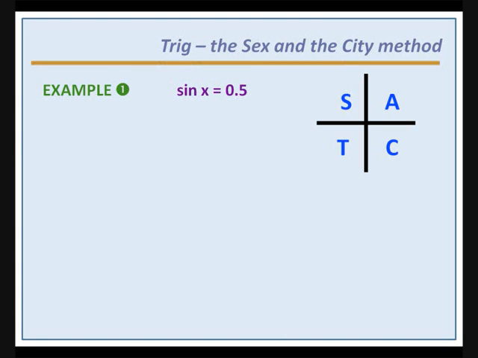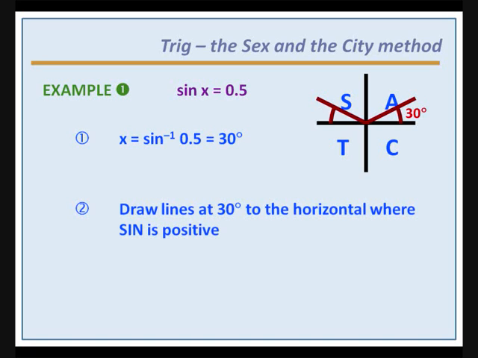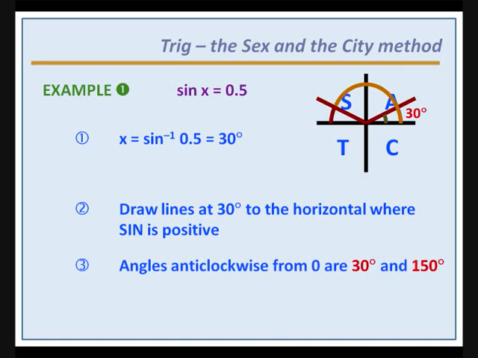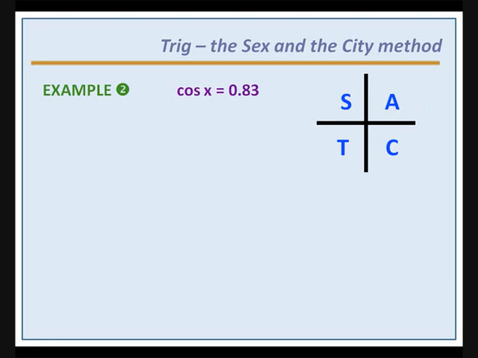Examples. Example 1. Sine x is 0.5. We start off as before, working out the inverse sine of 0.5, which is 30 degrees. We draw lines at 30 degrees to the horizontal, where sine is positive, in A and S, and then we find the angles anticlockwise, which are 30 degrees and 150 degrees, i.e. 180 minus 30.